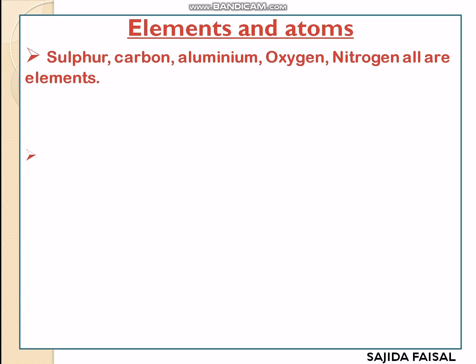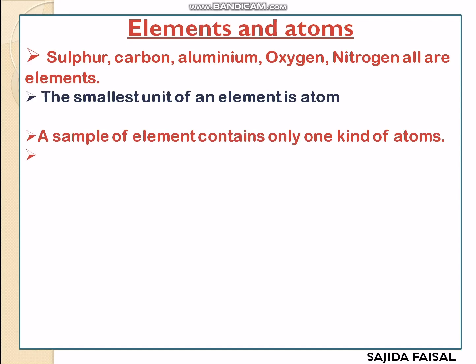We know that sulfur, carbon, aluminum, oxygen, nitrogen, gold, silver, mercury, all of these we can say are elements. In these elements, the smallest unit is called an atom. These elements are made up of the smallest units called atoms.